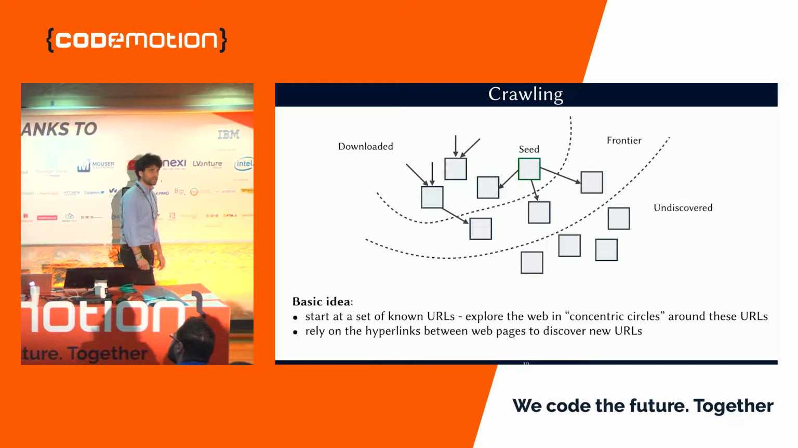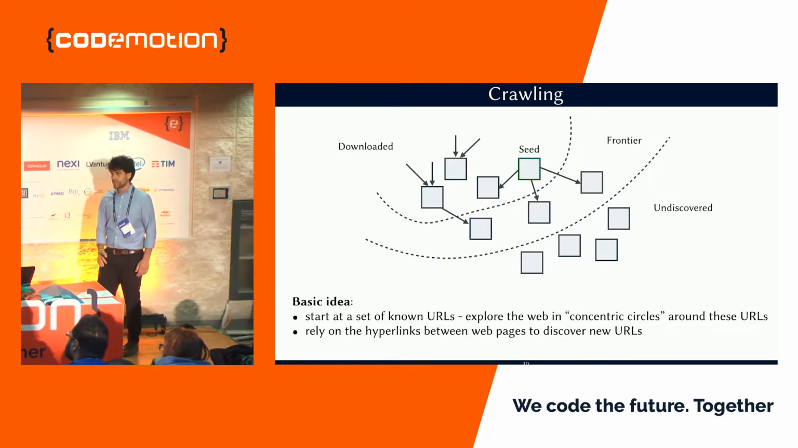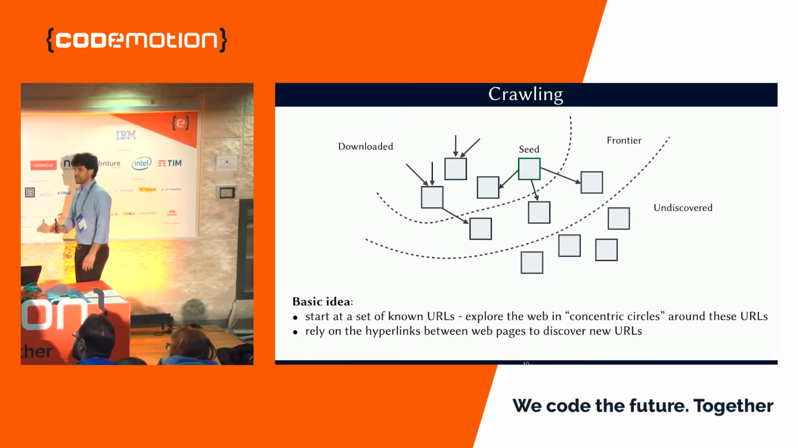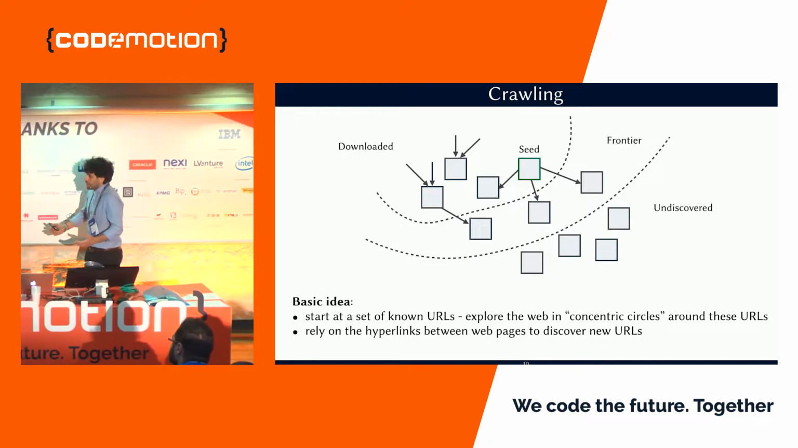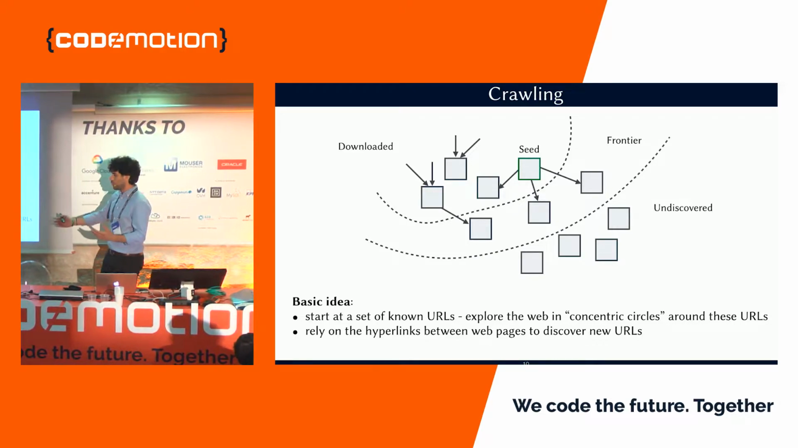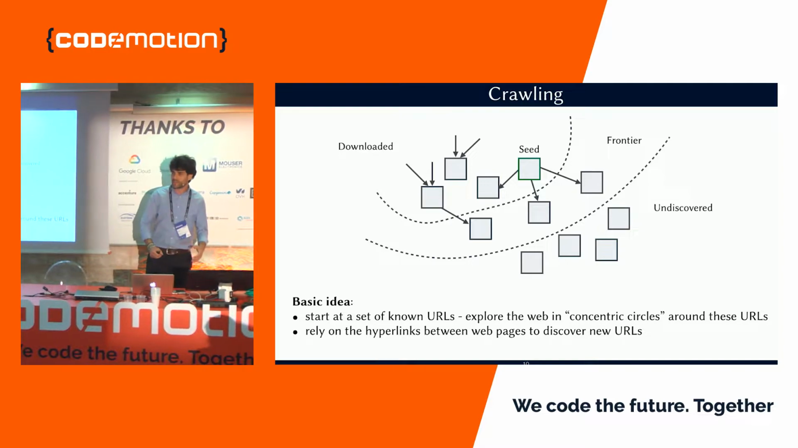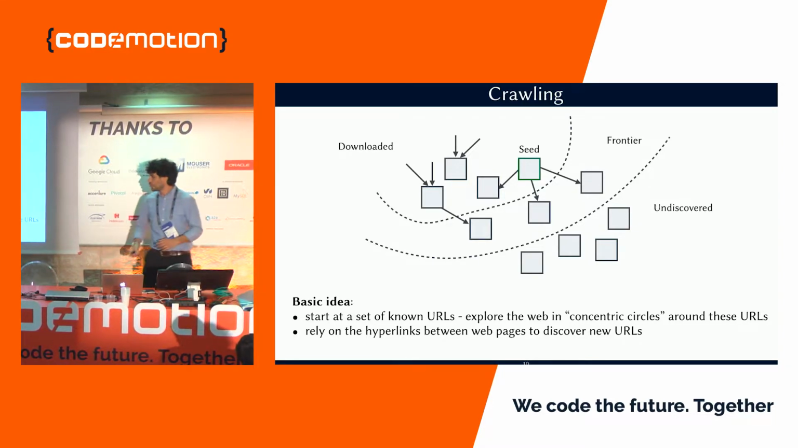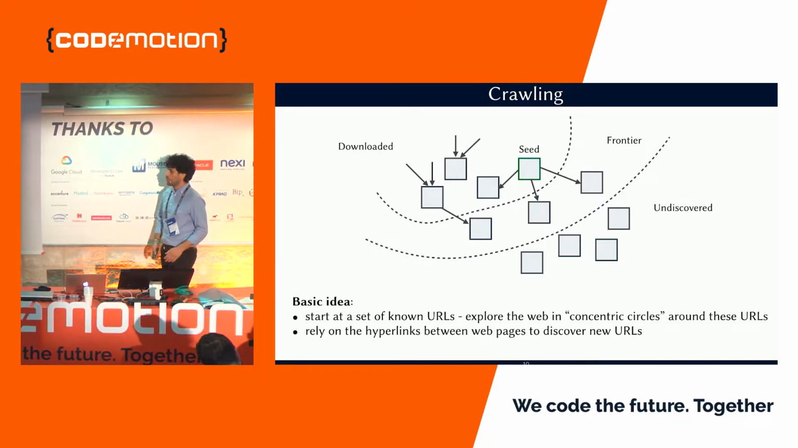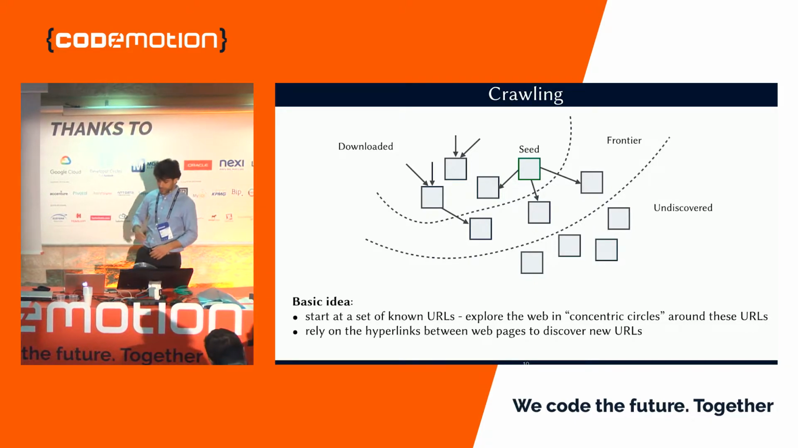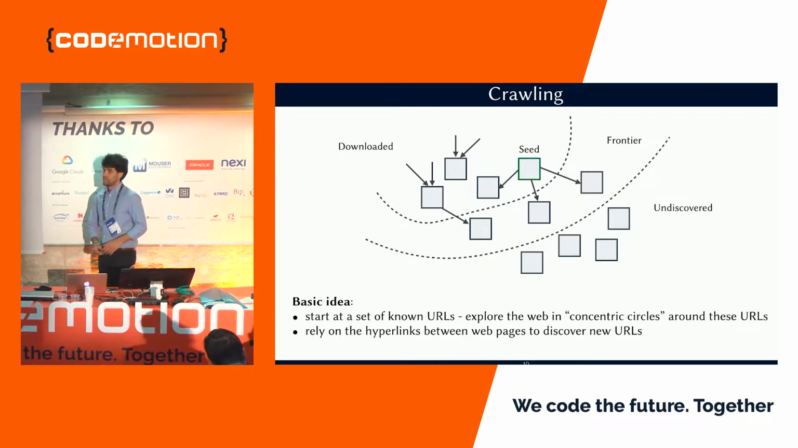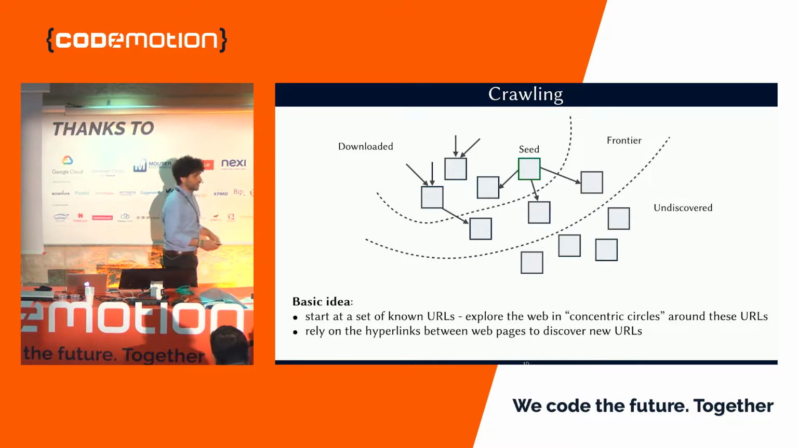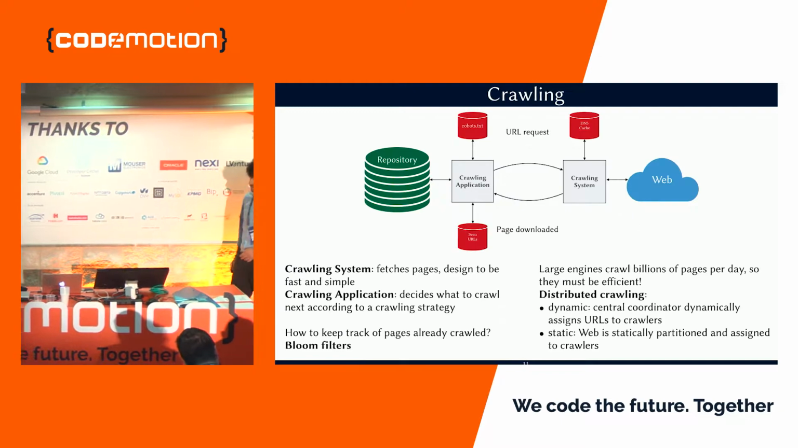It's all about finding documents starting from a single web page, starting from what is called a seed. Might be multiple web pages, might be one, might be more than one. But the idea is that all the web is connected. It's a graph. So all the web pages are connected. And starting from one, you start exploring concentric circles around these URLs. And it all relies on hyperlinks between pages.